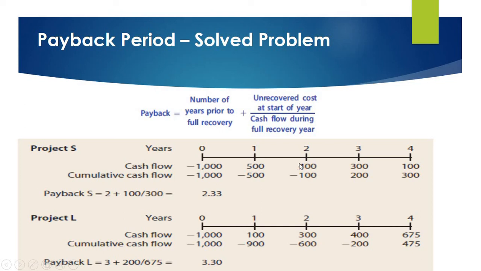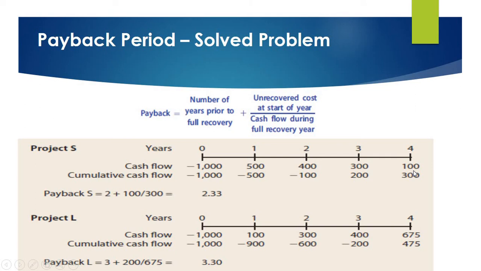Then look at year 2. In year 2, this project will generate $400, so plus $400 of cash inflow in year 2, and minus $500 cumulative cash flow in year 1. If we adjust minus 500 with plus 400 in year 2, it will be minus 100 cumulative cash flow in year 2. Now let's look at year 3. The project will generate $300 in year 3. So minus 100 plus 300. That's $200 cumulative cash flow in year 3.